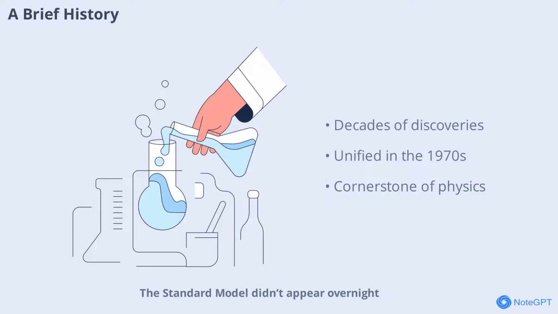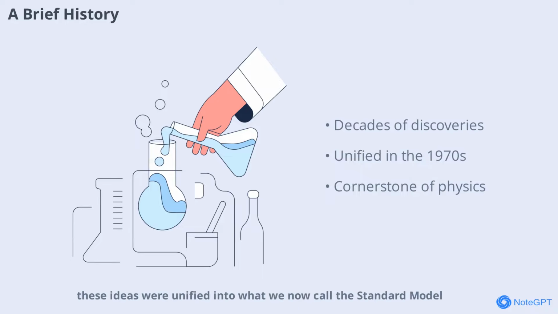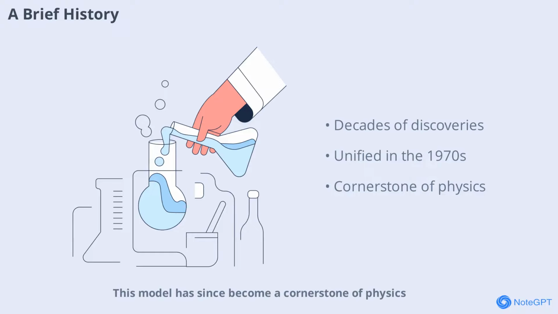The Standard Model didn't appear overnight. It's the result of decades of research and discoveries by scientists all over the world. In the early 20th century, physicists began to uncover the existence of subatomic particles like electrons and protons. As experiments became more advanced, new particles were discovered and theories were developed to explain their behavior. By the 1970s, these ideas were unified into what we now call the Standard Model. This model has since become a cornerstone of physics, helping us make sense of the universe at its most fundamental level.